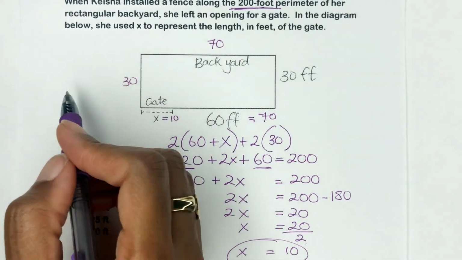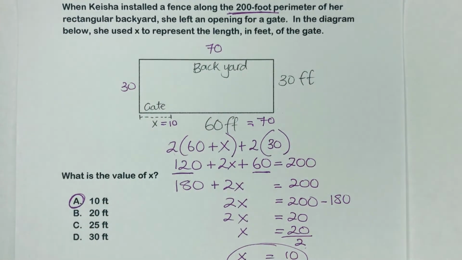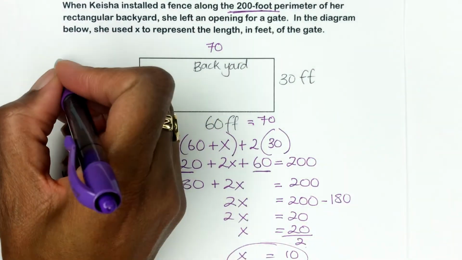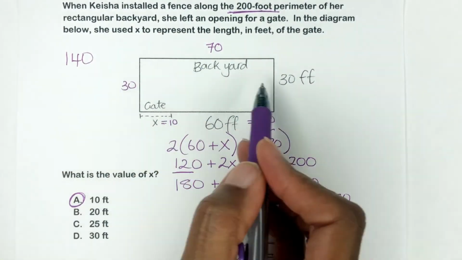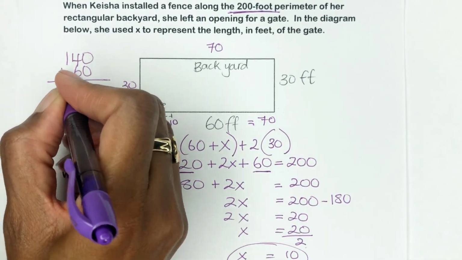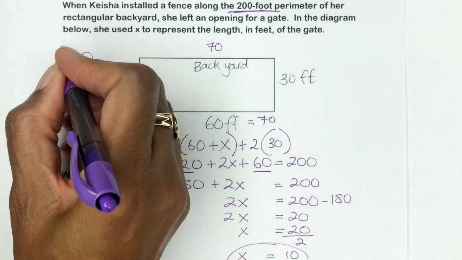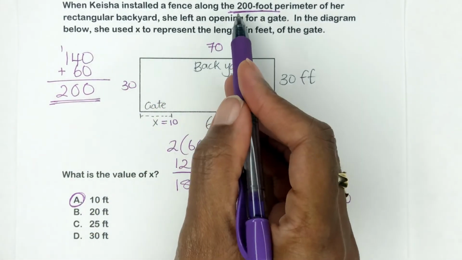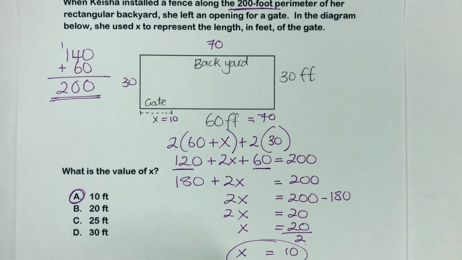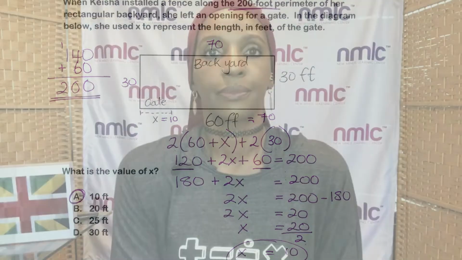Now if we add everything up, we should get back to the 200, which was the original perimeter. So let's do that. 70 and 70 is 140. 30 and 30 is 60. And there we have it. 140 and 60 is 200. That will take us right back to the 200. So that's how you know that your x is 10. And that, my friends, is the answer.